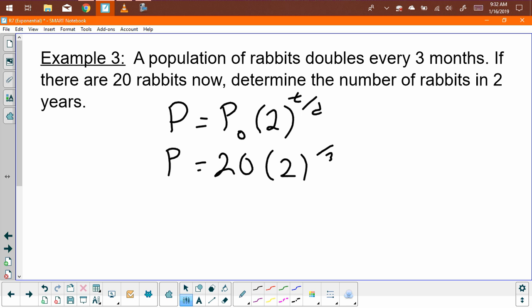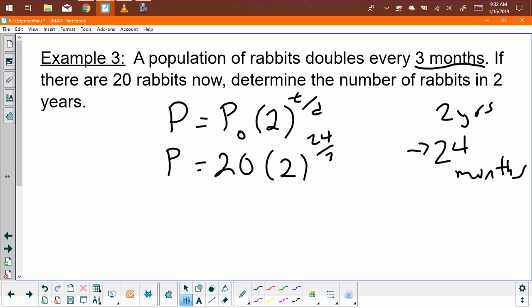Now for time, it says it was 2 years. Just on the side here, I have 2 years. But my doubling period is in terms of months. So I don't want to put 2 in there because then I would have 2 different units. So I have to change that to months. 2 years is 24 months. So I put a 24 in for T.